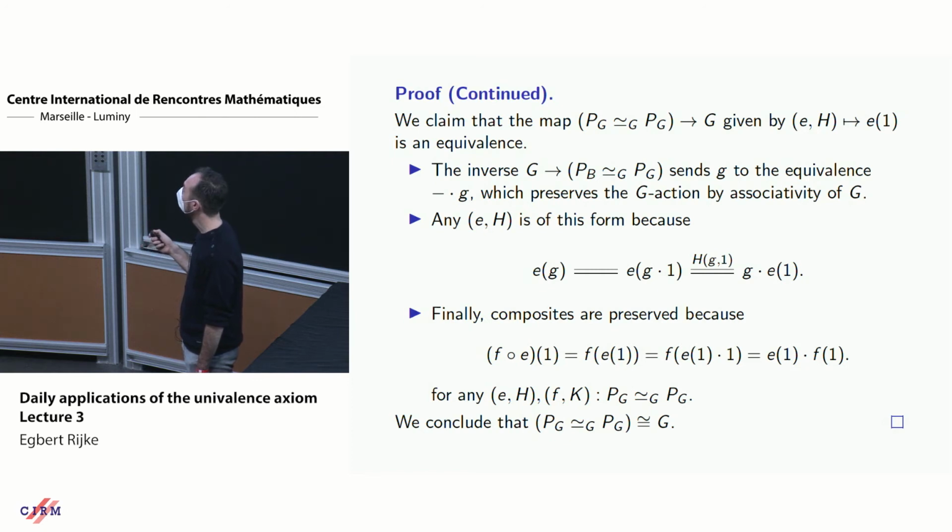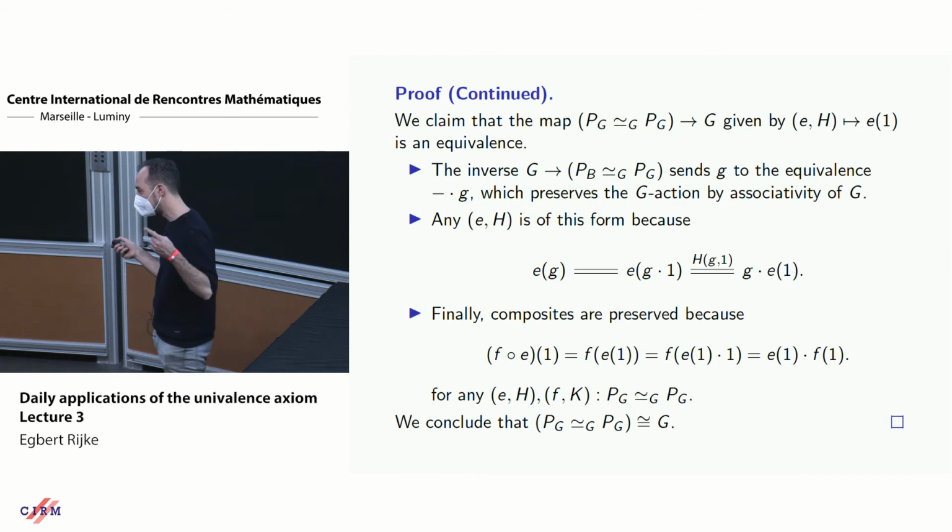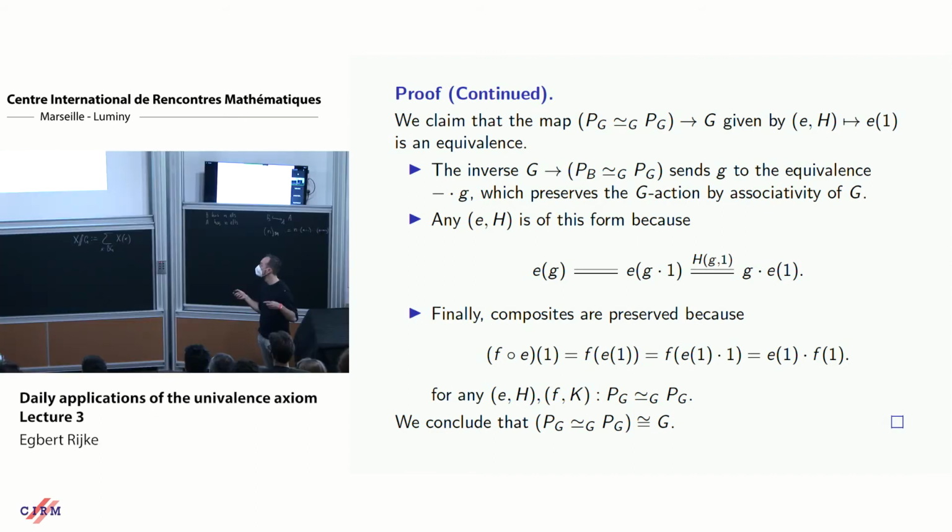Okay, so we need to give an equivalence. So we start with defining a map, and this map is given by evaluating at 1. So if we have a G set equivalence, then we have a map from equivalences of G to itself to G. So we just evaluate at 1. And now the question is, is this an equivalence? And the answer is, of course, yes.